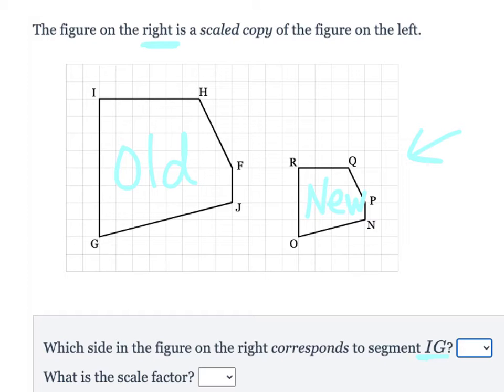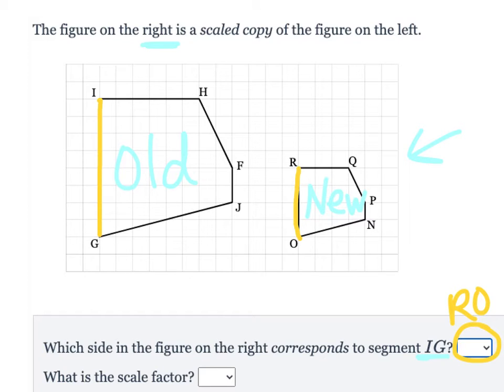So looking at the old picture, IG is this segment right here, I to G. So we can see I to G would correspond to RO. So we would type that in or there would be a drop down here, so we would write RO. And then it says, what is the scale factor?